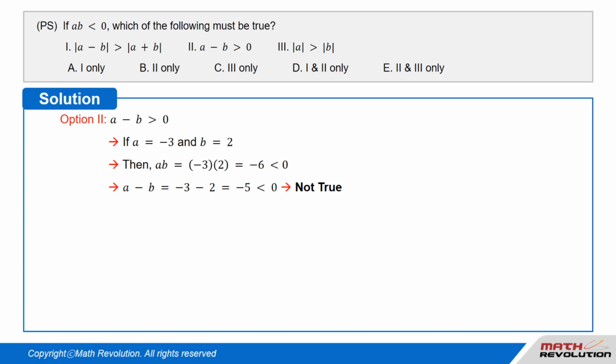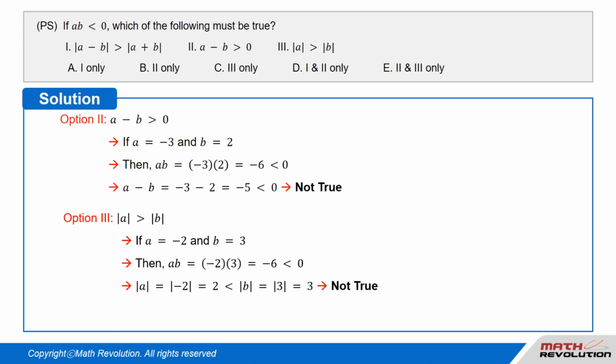Option 2. A minus b is greater than 0. If a equals negative 3 and b equals 2, then a times b equals negative 3 times 2 equals negative 6, which is smaller than 0. However, a minus b equals negative 3 minus 2 equals negative 5, which is smaller than 0. Thus, this option is not always true. You should consider the case where you get a negative number to contradict the inequality in the option.